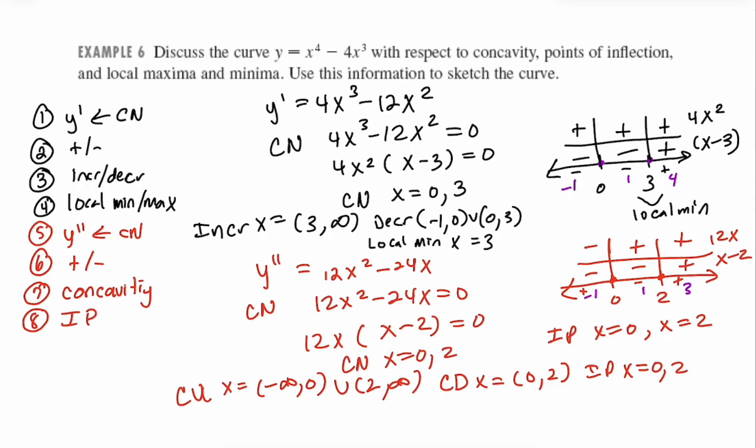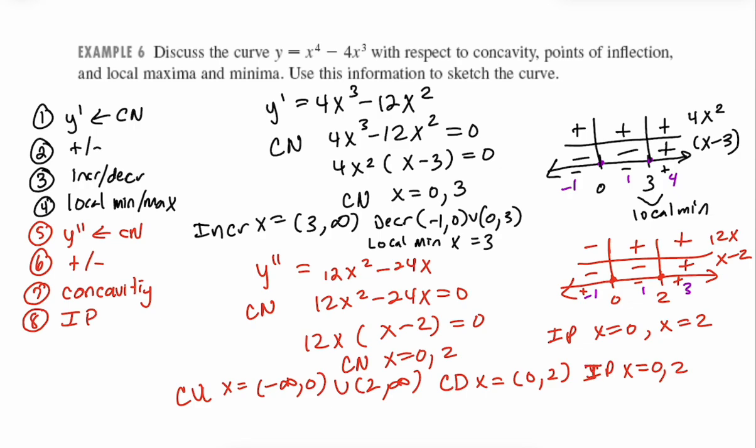So that's everything we possibly know from the first and second derivative. The first derivative gives us our increase and decrease in sections, local mins and maxes. Our second derivative gives our concavity, the shape of the graph, and any inflection points.